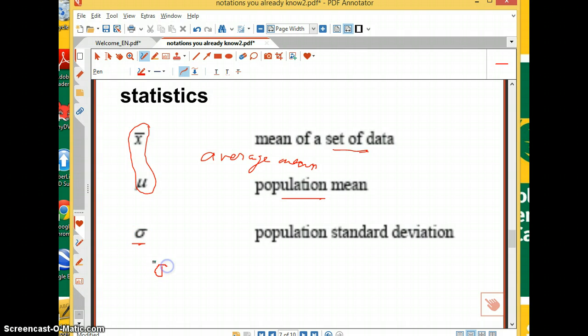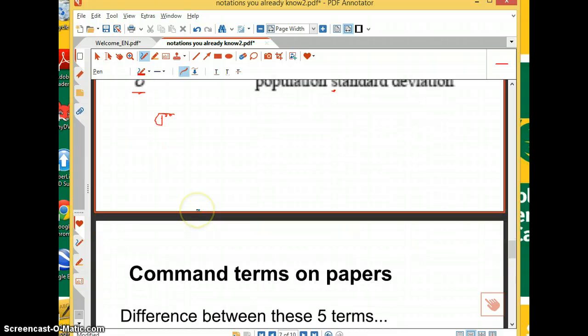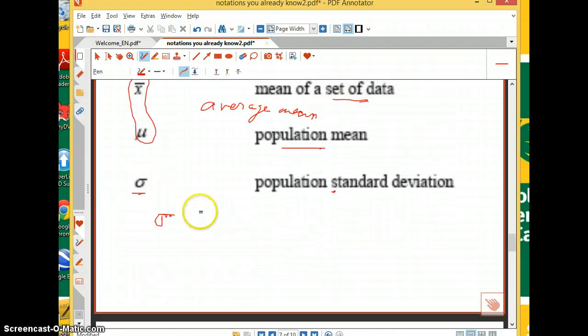Sigma is the Greek letter for S, and it looks like this. And just remember that sigma is standard deviation. It looks kind of like an R, but it's actually the Greek S. And that's it.